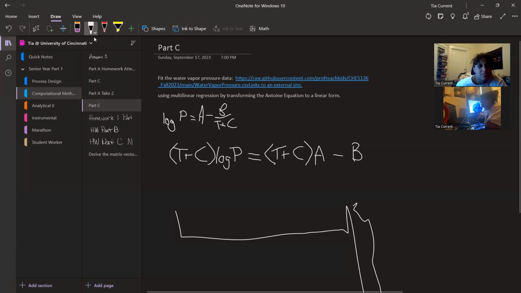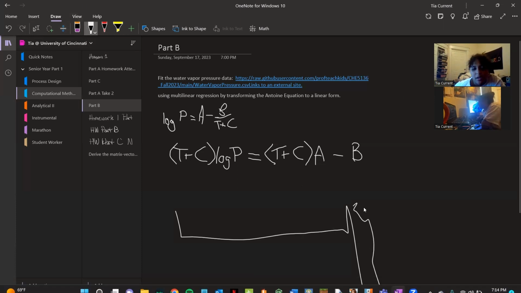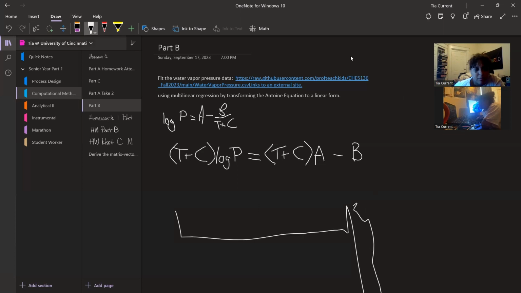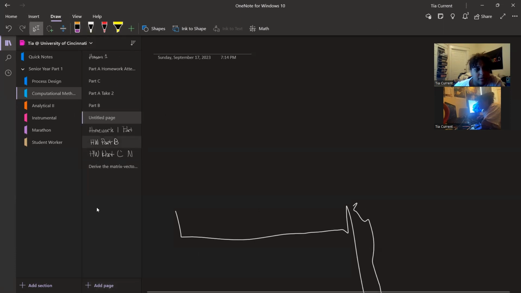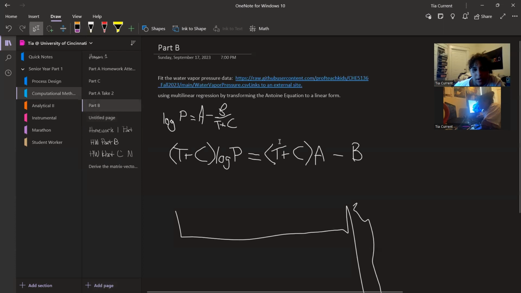Oh wait, this is a part C. This is actually part B. Forgot about that. I labeled it part C because this is the last recording I'm doing. Okay. If you can remember from part C, if you accidentally watched that first. I don't know how to get rid of this. I don't know why it's there. It's on every single thing that I open. So yeah.